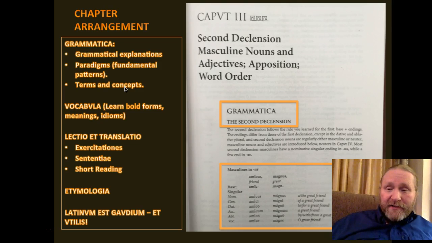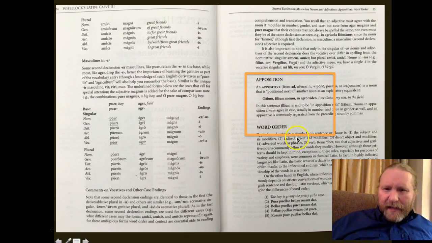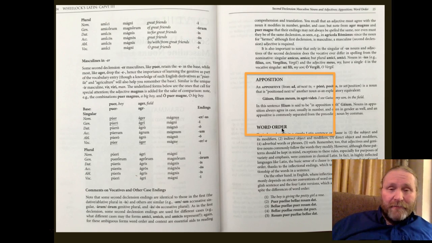I'm going to turn the page and then come back so that I can show you a couple of these elements. Here's the next page, and here we have a continuation of some paradigms to learn, so that if you learn this pattern, you won't have to learn the pattern for all of the words in the vocabulary. And over here we have an explanation of the term apposition, and also a short little section about word order, which is very helpful since Latin word order is different than that in English.